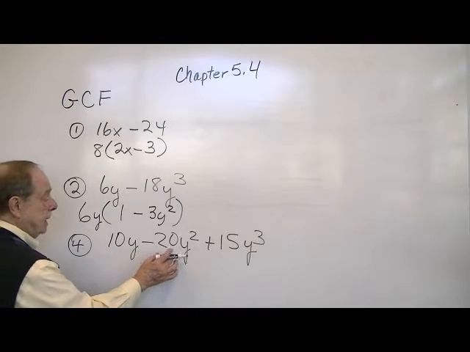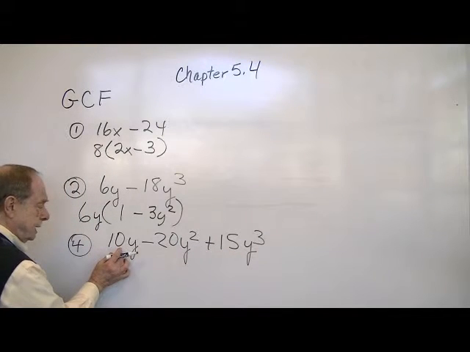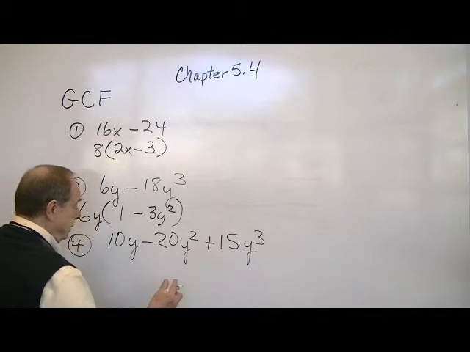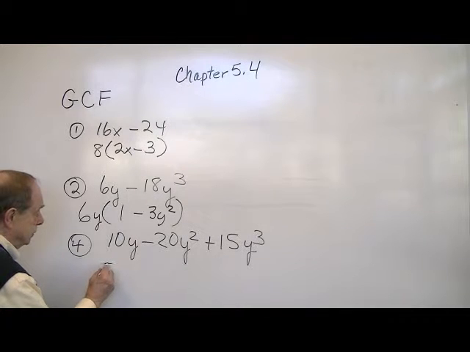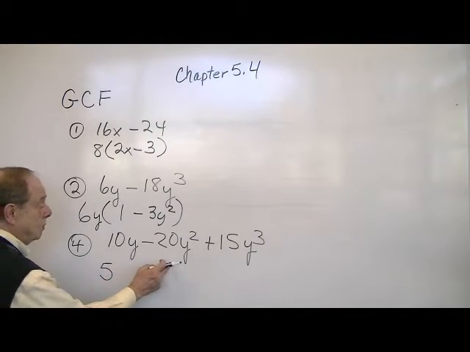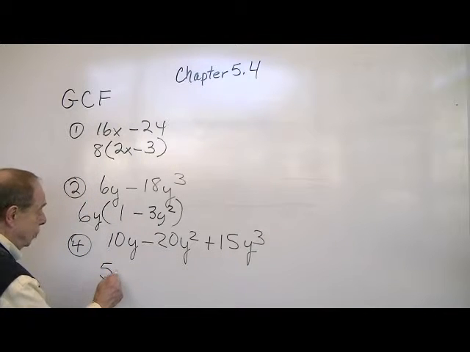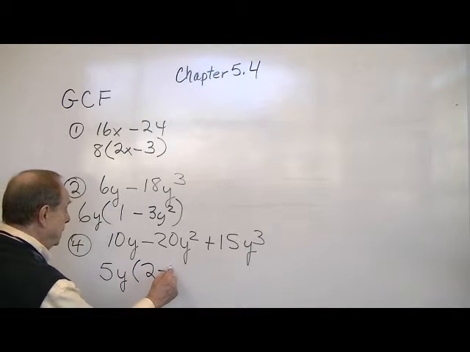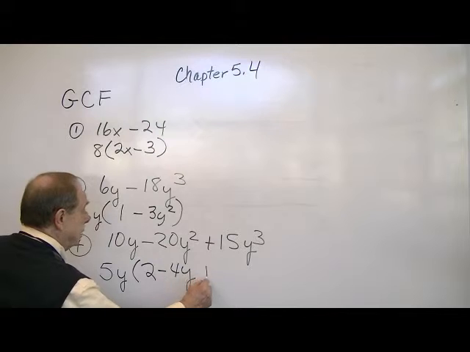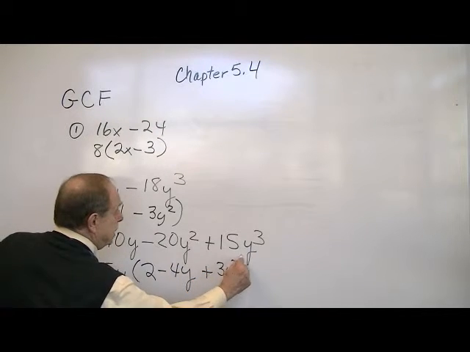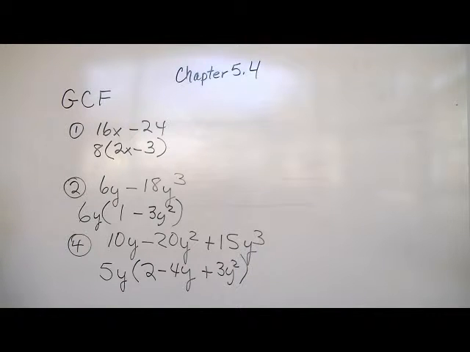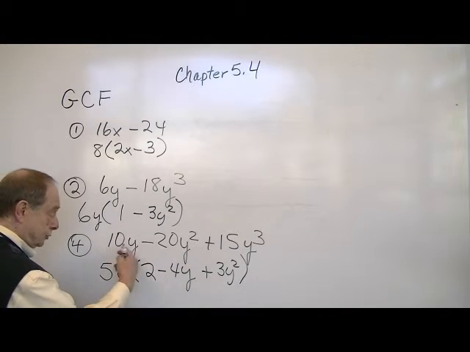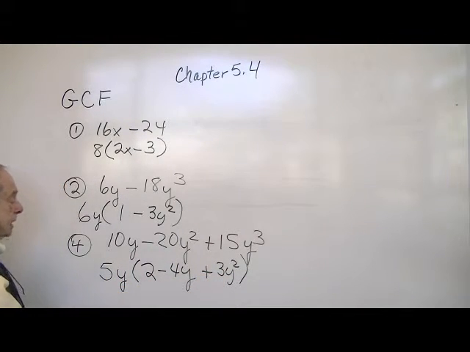Now, for this one, as you look at it, again, you're saying 2 times 5, 4 times 5, 3 times 5. You could take a 5 out of each term, and a y, y to the second, y to the third, you can take a y out. And then that would leave you with a 2 here, minus 4y plus 3y squared. And then once again, the check would be multiplying, distributing as we call it, and it checks out.